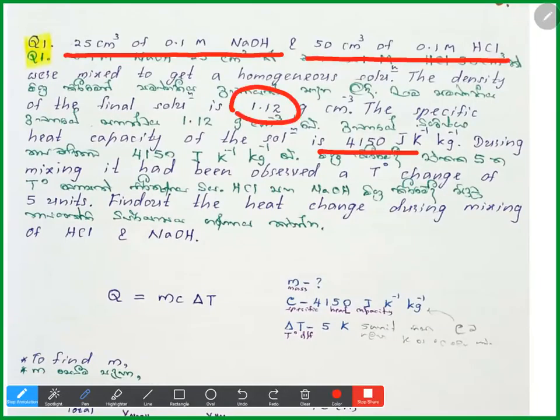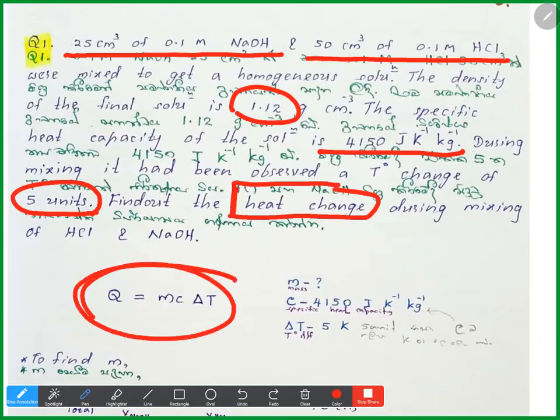Specific heat capacity is also given. Temperature difference is given as 5 units. We have everything to find the heat change of the system. To find heat change, this is the equation we are using: Q equals mc delta T. Delta T was given. That's all right. Delta T equals 5 units.